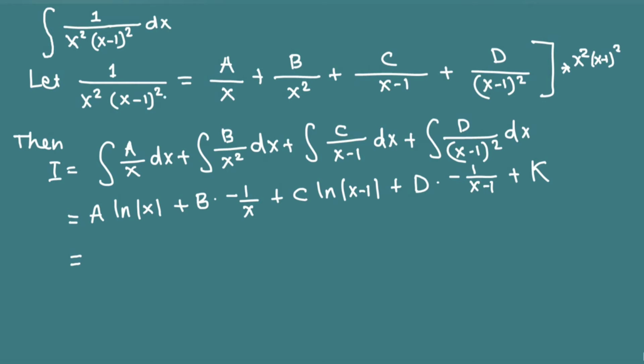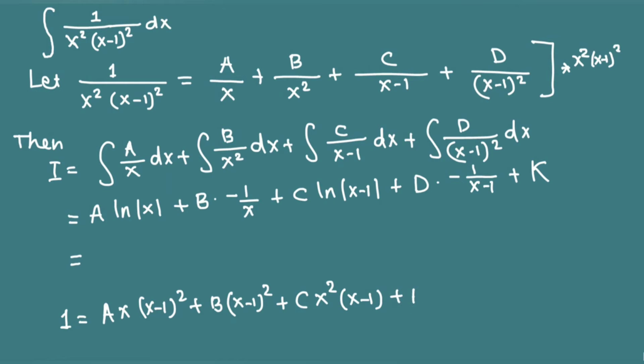Then, from the top, multiplying the left side by this, this cancels, so 1 equals a over x multiplied by this x square times (x minus 1) square: x cancels, so a x times (x minus 1) square, plus b. Multiplying the second fraction by this common denominator, x square cancels, so b times (x minus 1) quantity square, plus c: x minus 1 cancels, so x square times (x minus 1), plus d: (x minus 1) square cancels, leaving x square.